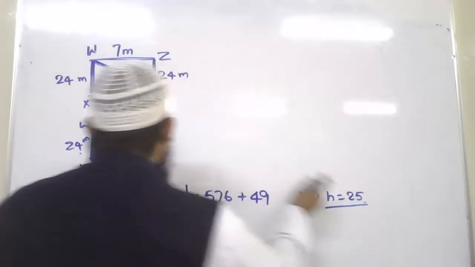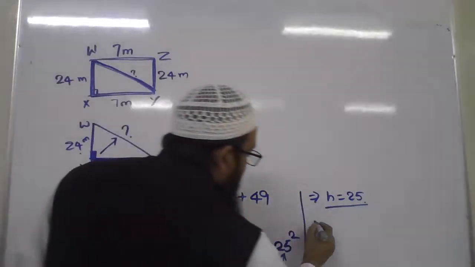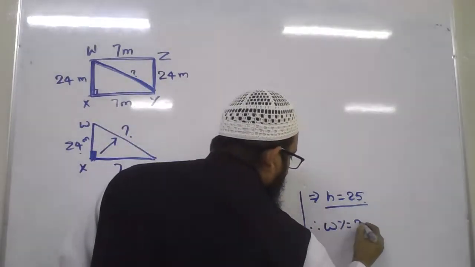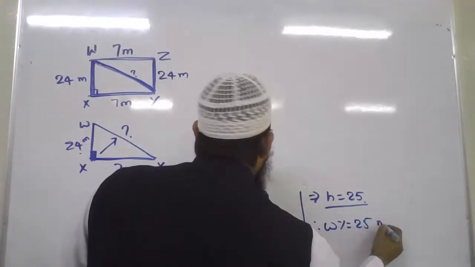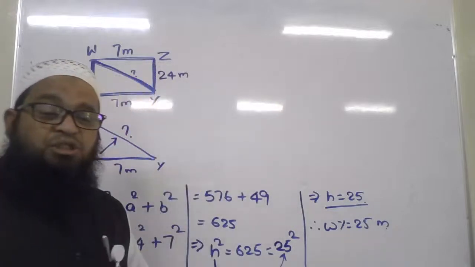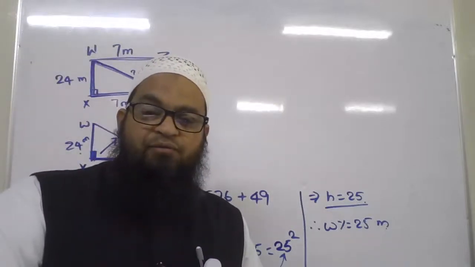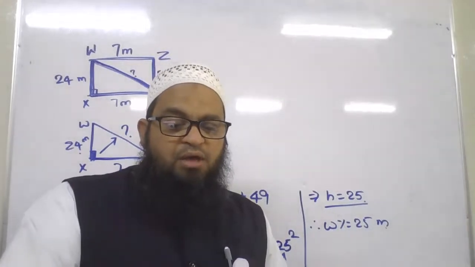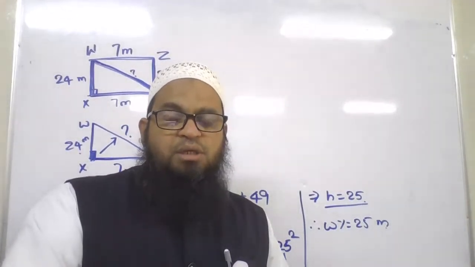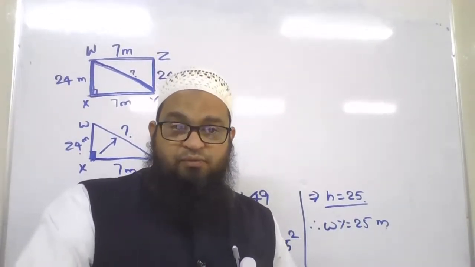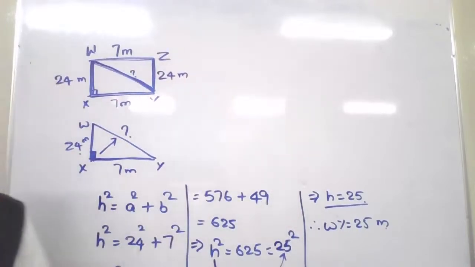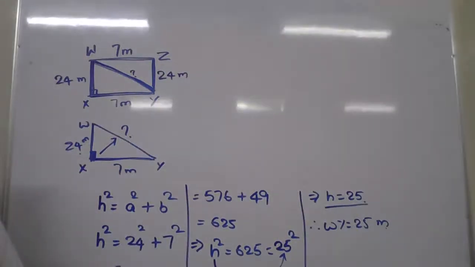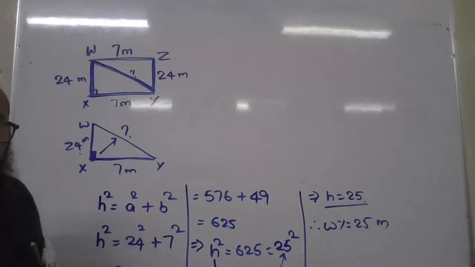So what is hypotenuse over here? Therefore, the hypotenuse is equal to 25 meters. Units you have to write. Understood? Units are very important. If you do not write units, half a mark will be deducted. So I hope you understood the problem. Shall I wrap up?